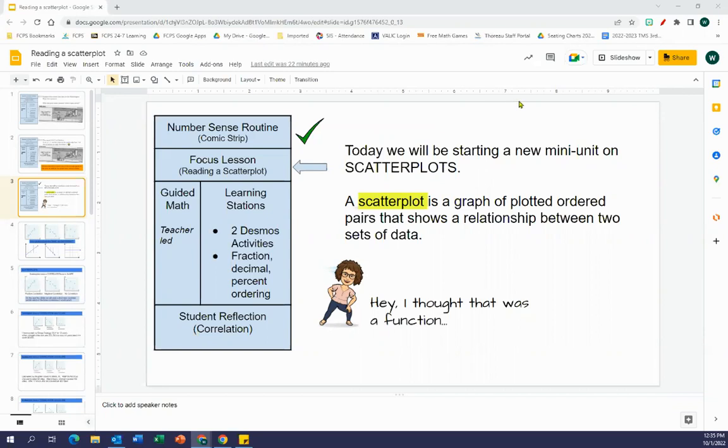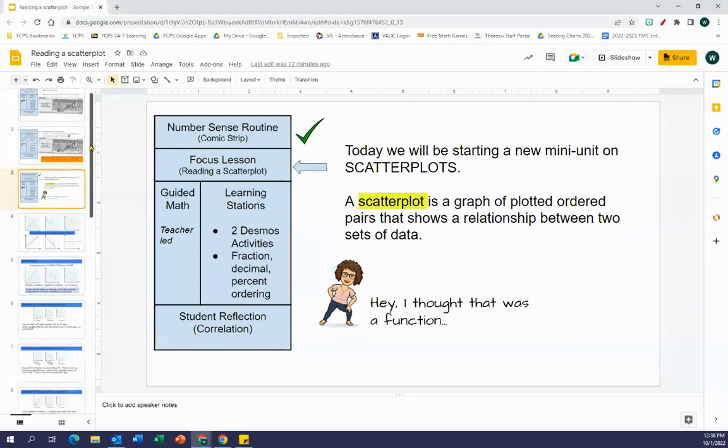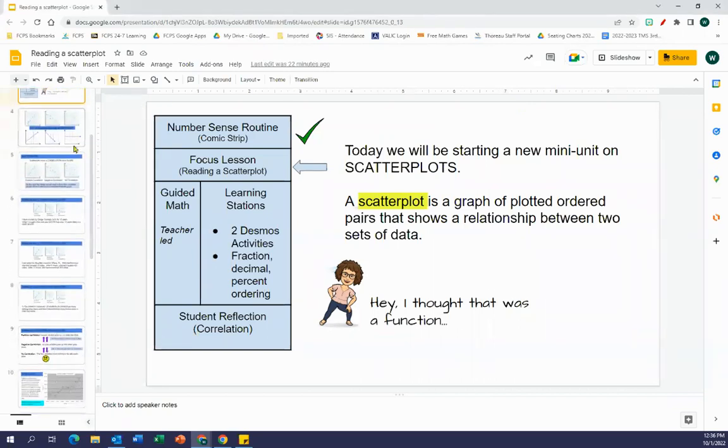So today we're actually starting a new mini unit on scatterplots. A scatterplot is a graph, and we're going to still be plotting ordered pairs that show relationships, which sounds an awful lot like functions, and they really do have a lot of similarities.